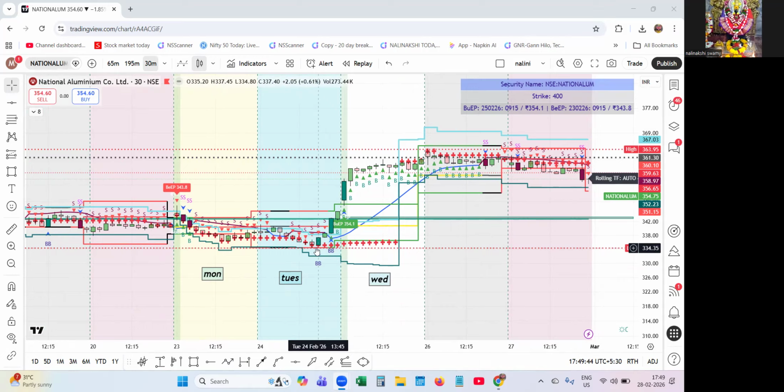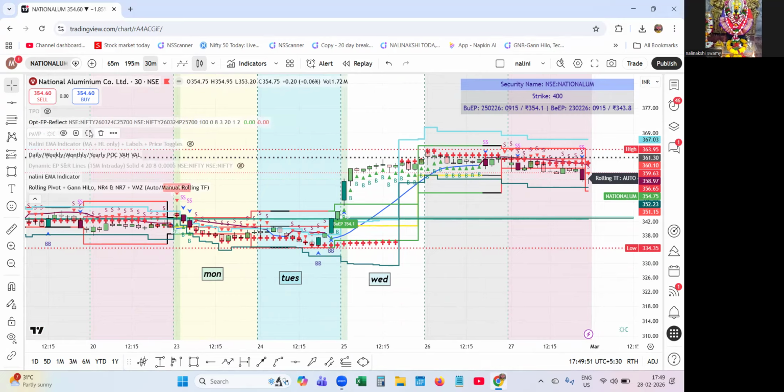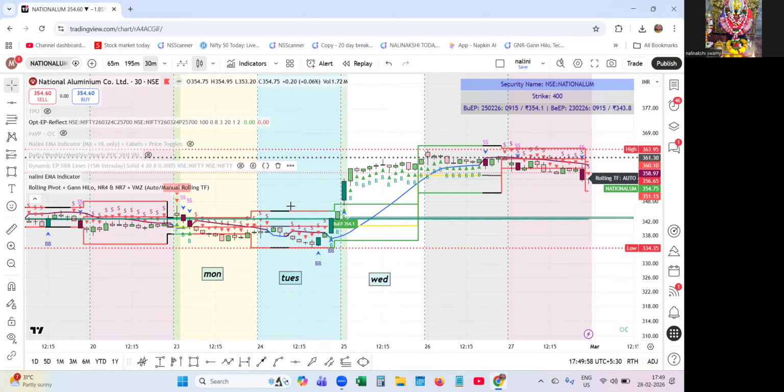I have applied my rolling pivot. Just I will disable market memory POC. Just I will enable rolling pivot. Rolling pivot, when the price popped up on Wednesday above the R1, I'm on the 30 minutes time frame. It is a powerful move you can anticipate.